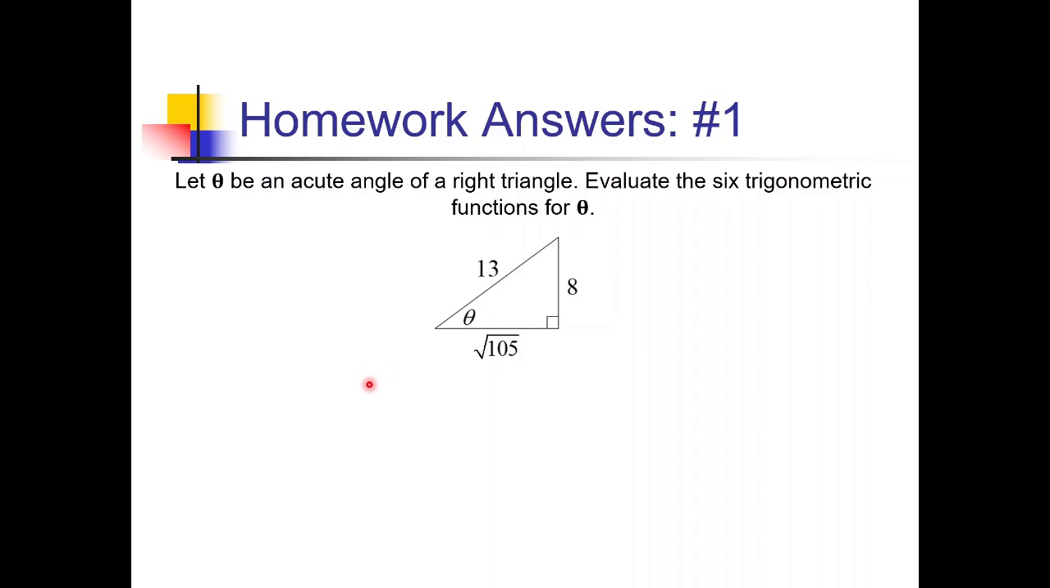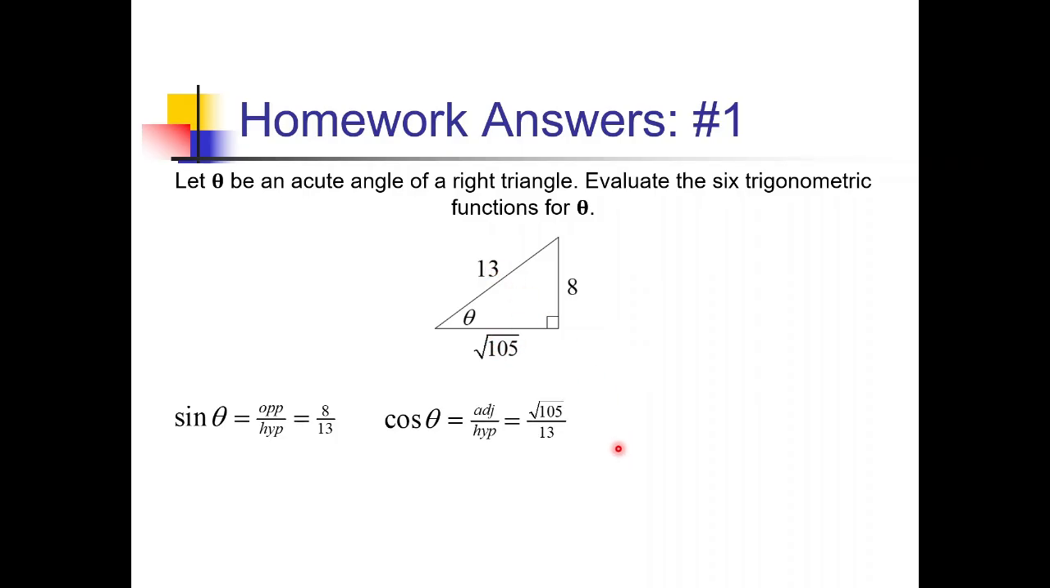Sine is going to be opposite over hypotenuse. So in this case, sine of theta is going to be the opposite side 8 over hypotenuse 13. Next, we've got cosine, which is adjacent over hypotenuse. This is the adjacent side right here. It's the leg of the angle that's not the hypotenuse. So we're going to have radical 105 over 13.